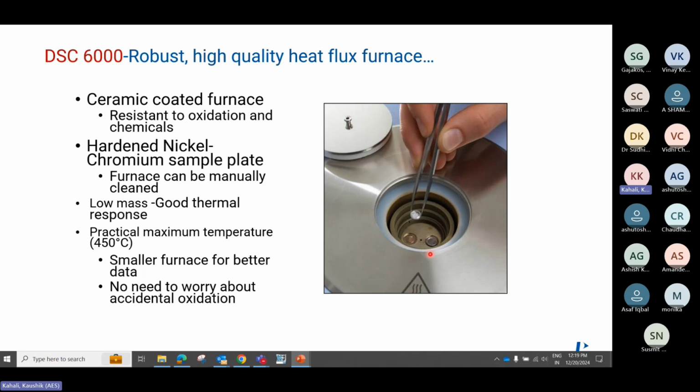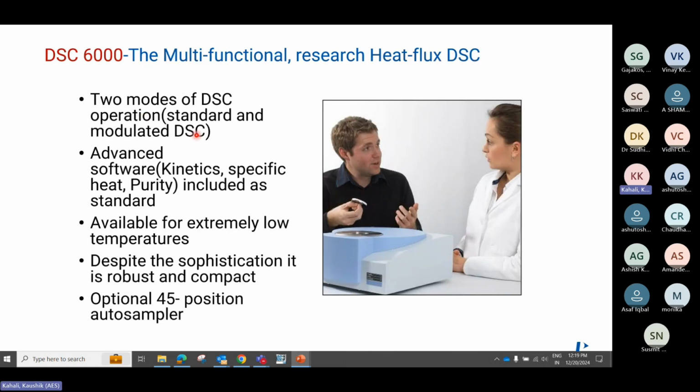As the furnace is small, the accuracy, precision, and the heating and cooling rates are much faster and more accurate. So the data, that is basically the thermogram of the DSC which you are getting, will be more accurate and better. No need to worry about accidental oxidation because the construction is like that. Two modes of DSC you can do in the 6000, standard and modulated DSC. Standard is just a linear heating rate, say from RT to 300 or 350 degrees Celsius, and in the case of modulated you can do the temperature ramping in the software for this DSC 6000.